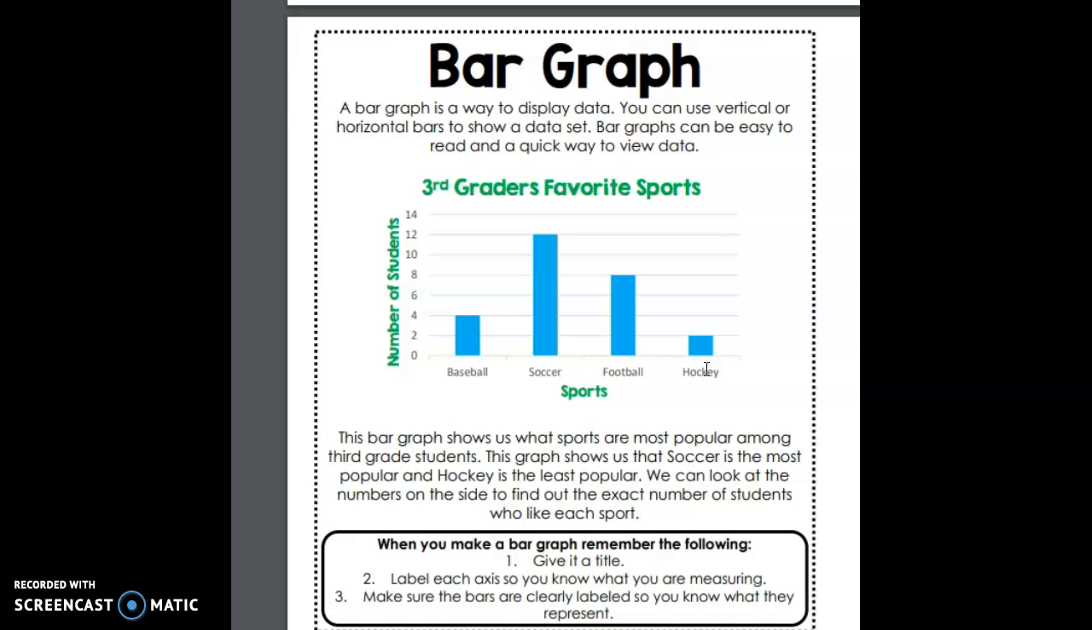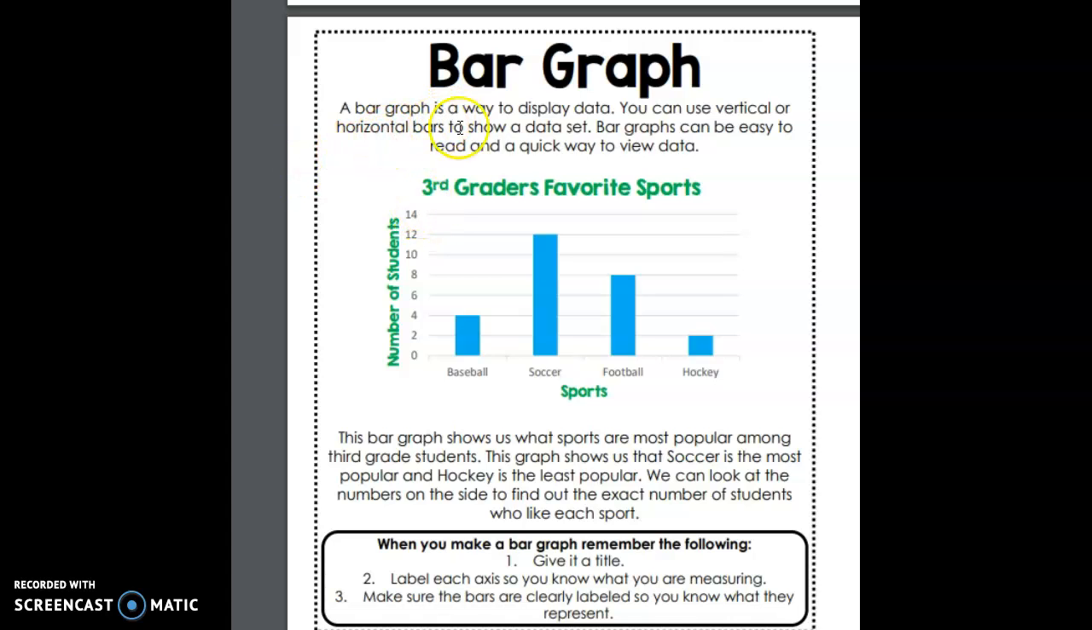This is a bar graph, all right? I know you've probably seen bar graphs before. Sometimes you see bar graphs going up, so the bars go up vertically, and then sometimes you see the bars going side to side, and that would be horizontal. You have to be able to identify and be able to read both of them. This is just an example of one.